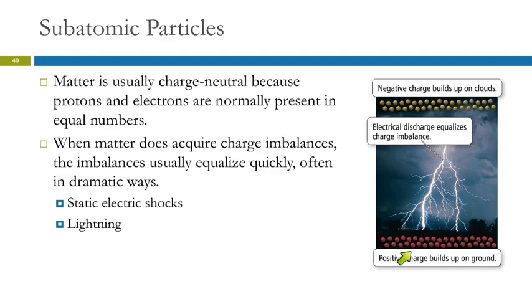Lightning is an example of what happens when you get a charge imbalance. So you get a negative charge building up in the clouds, a positive charge building up on the ground, and you get this electrical discharge. Violent, dramatic, dangerous. A smaller example would be static electric shocks.